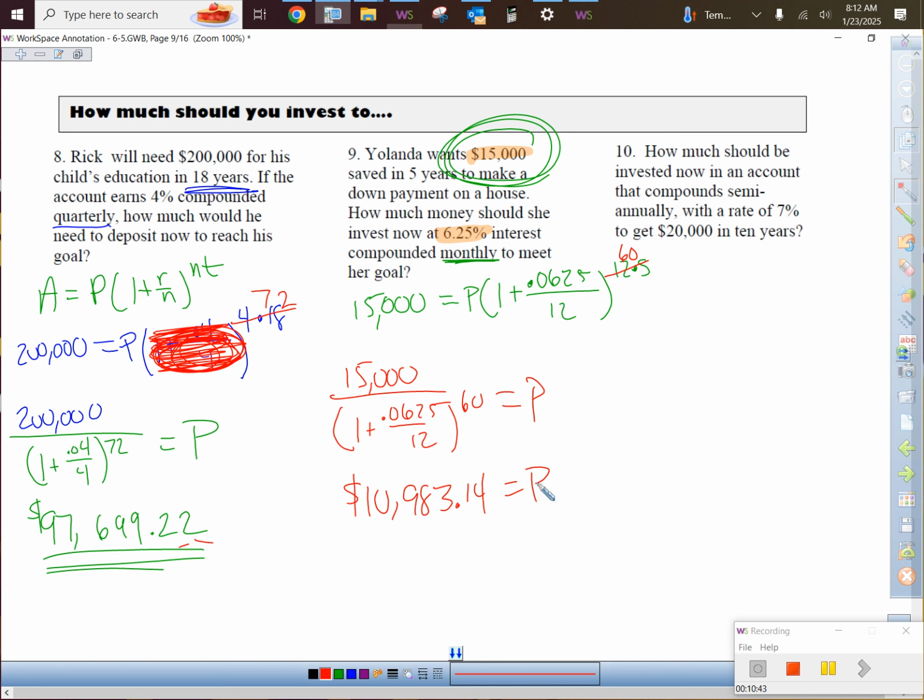And if the financial advisor told you that, most people will go, cool, 11,000 bucks is what I got to put in the bank, right? It's almost 11,000 bucks, but it's $10,983.14. If you put that exact amount in, you would get your $15,000. If you put just $10,983 in, by the time this is expired, you would probably have like $14,997. You'd be close to $15,000, but you wouldn't quite get there in that case.